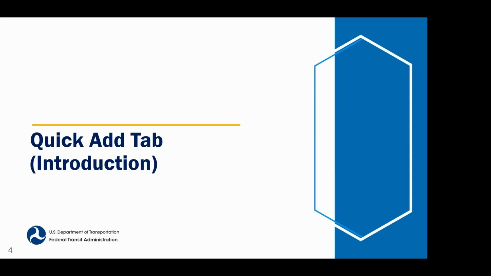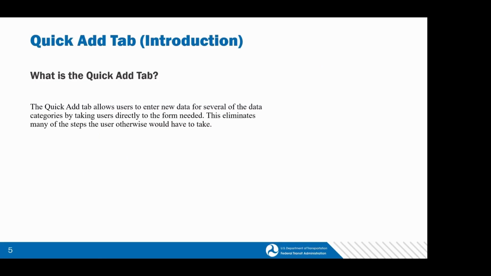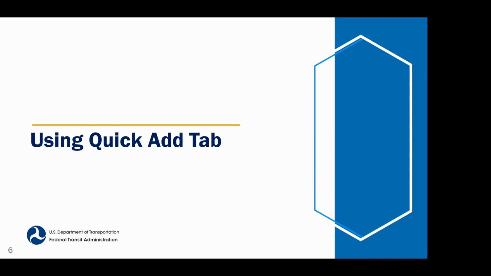Now, let's discuss the Quick Add tab. And here we go with our introduction of what is the Quick Add tab. The Quick Add tab allows users to enter new data for several of the data categories by taking users directly to the form needed. This eliminates many of the steps the user otherwise would have to take. Now let's discuss how to use the Quick Add tab.